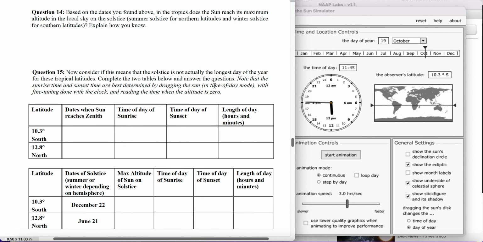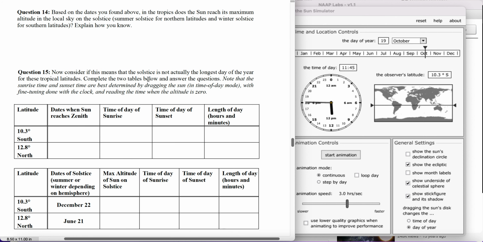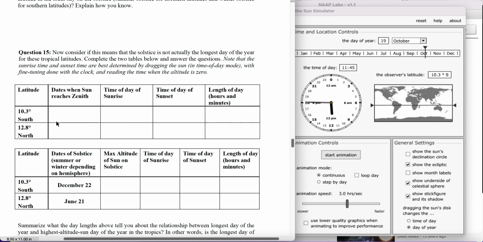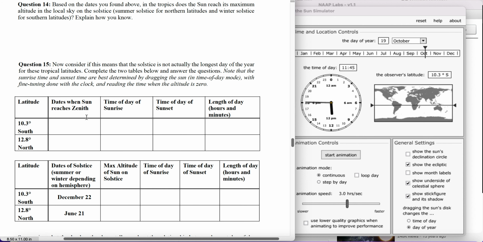And then we're going to consider if this means that the solstice is not actually the longest day of the year for these tropical latitudes. So we're going to go back and look at some particular examples. We're not going to look at all of them, but we're just going to highlight two particular ones. So 10.3 south, which is actually one of the ones we were just looking at, right? I forgot that was one of the ones I decided to highlight. And the one in the north, 12.8.